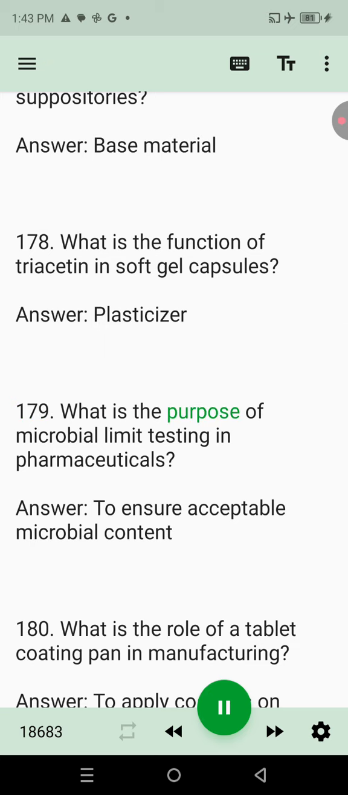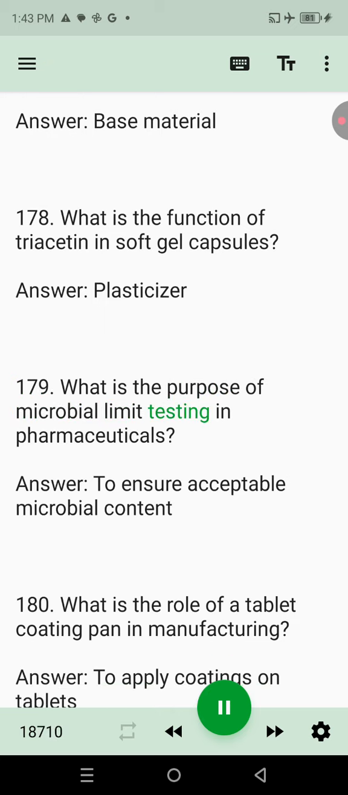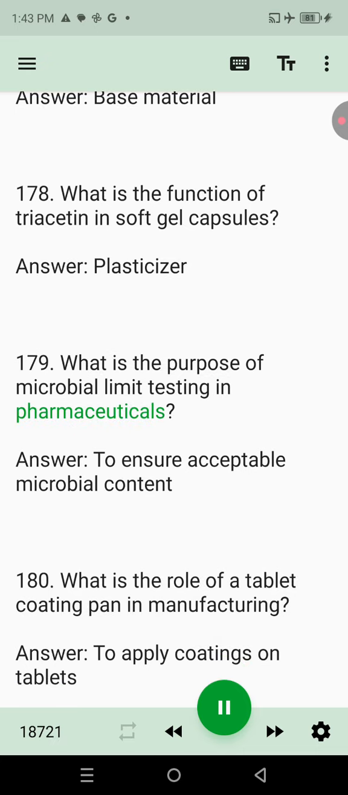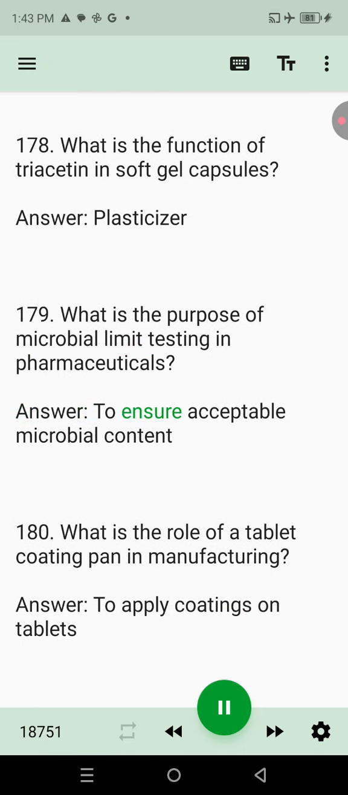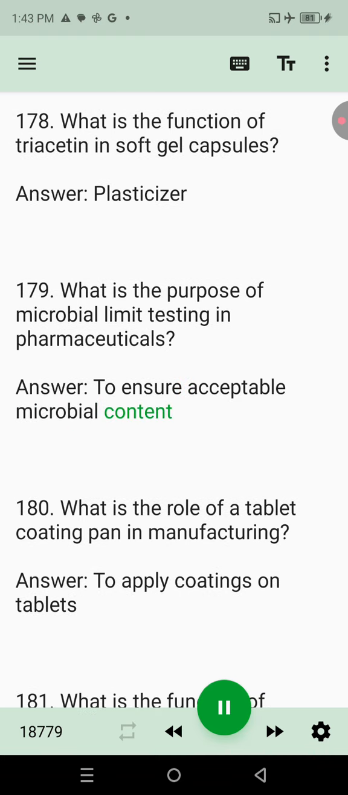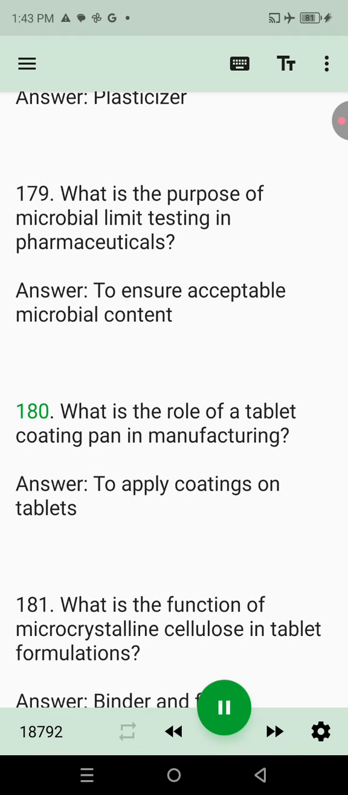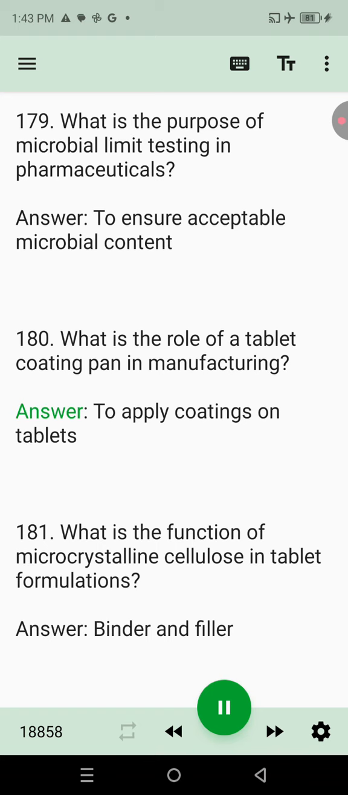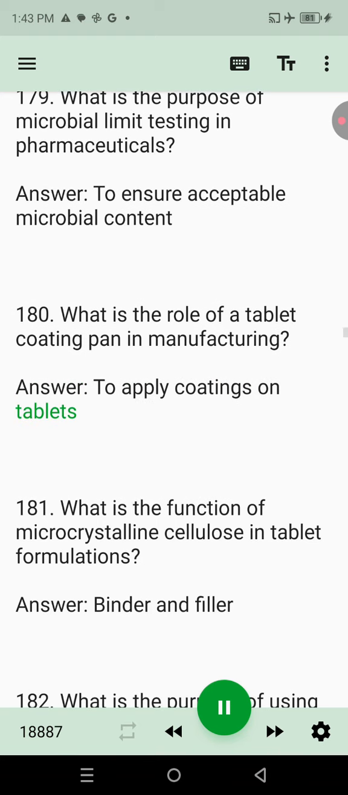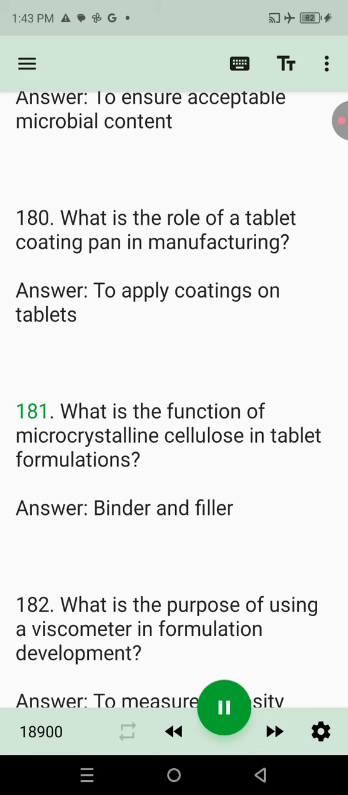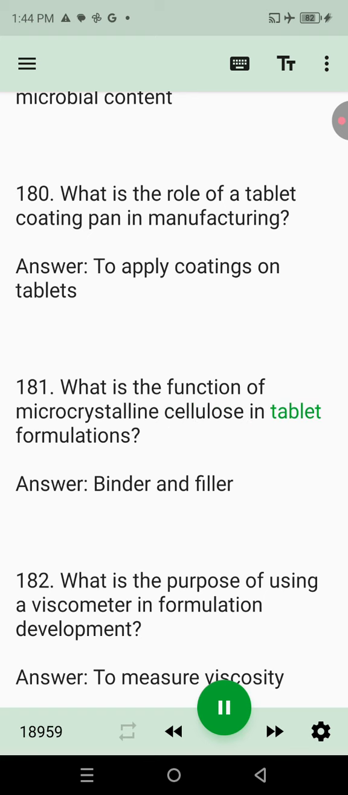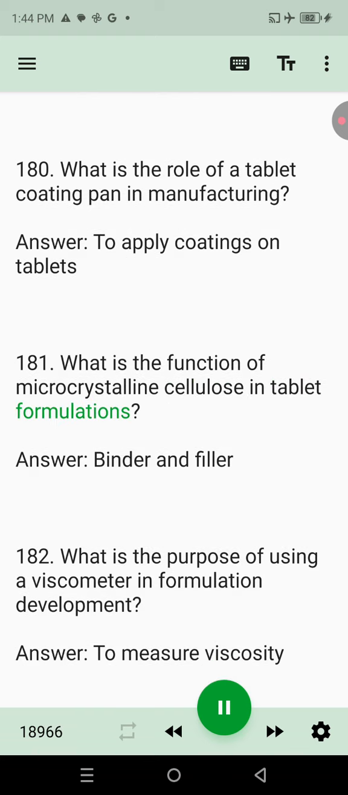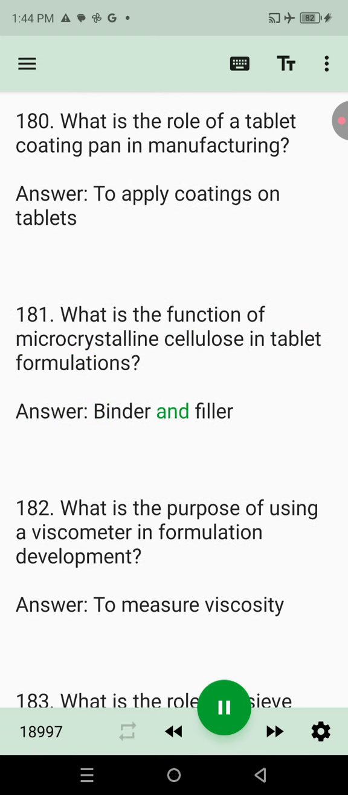179. What is the purpose of microbial limit testing in pharmaceuticals? Answer: to ensure acceptable microbial content. 180. What is the role of a tablet coating pan in manufacturing? Answer: to apply coatings on tablets. 181. What is the function of microcrystalline cellulose in tablet formulations? Answer: binder and filler.